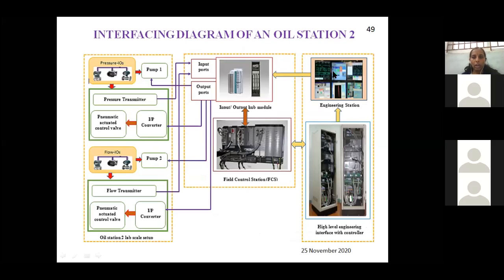Now we have oil station 1 and then we also have oil station 2, which is different. This is a DCS-based oil station 2. Here also pressure as well as flow can be monitored with the help of the input-output hub module through the engineering station. We took this from a DCS plant for research purposes, so no need to bother about this.